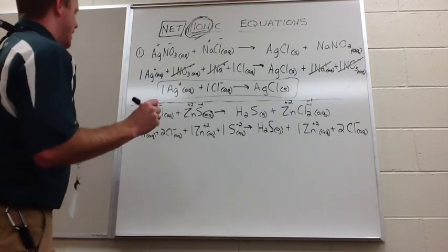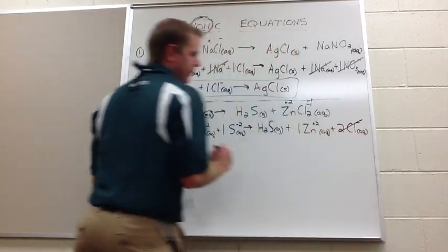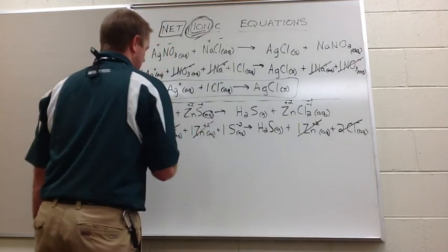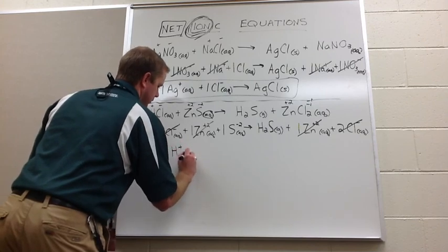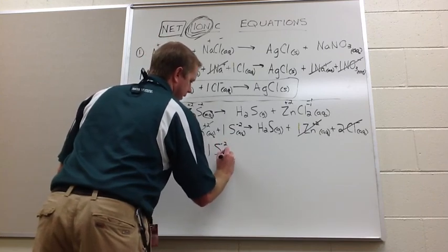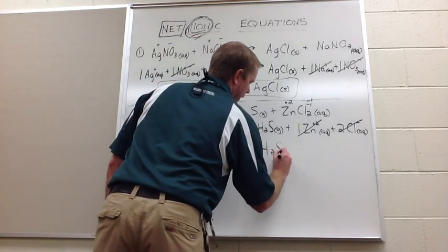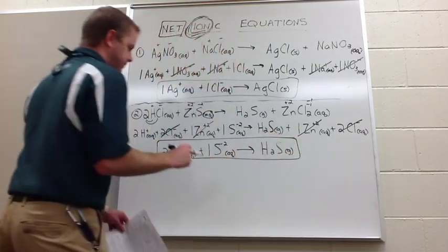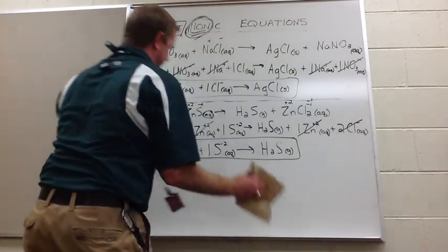We look for spectator ions. So we say to ourselves, okay, 2 Cl minuses, 2 Cl minuses. 1 Zn aqueous, 1 Zn aqueous. Nothing else matches, so our net ionic equation is 2 H plus aqueous and 1 S -2 aqueous ion reacts to give H2S as a gas. Boom. Let me do one more. And it's a doozy, and it's number 8.